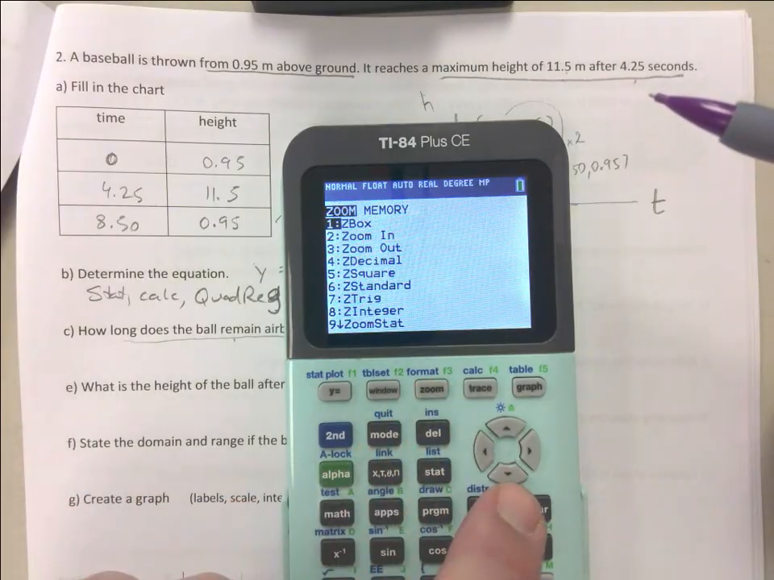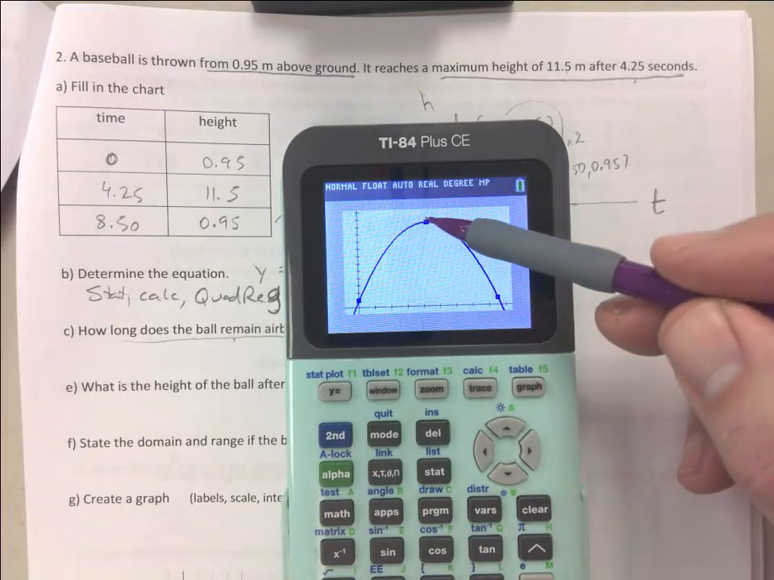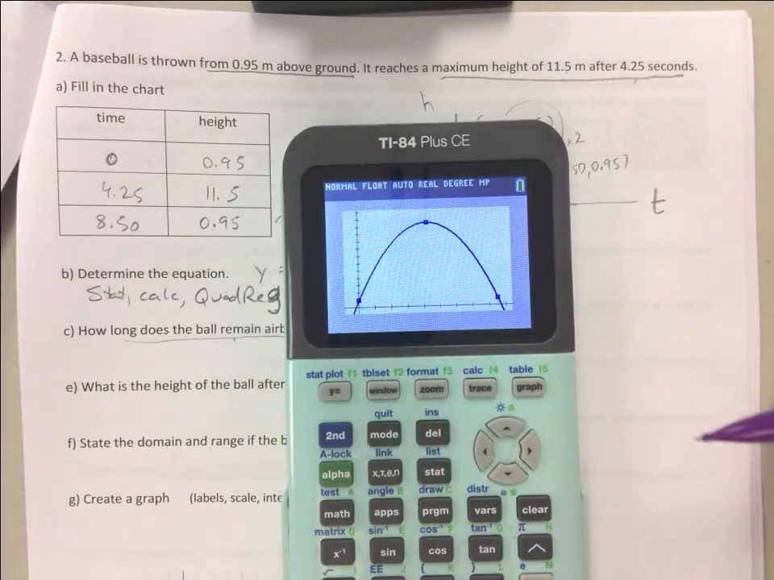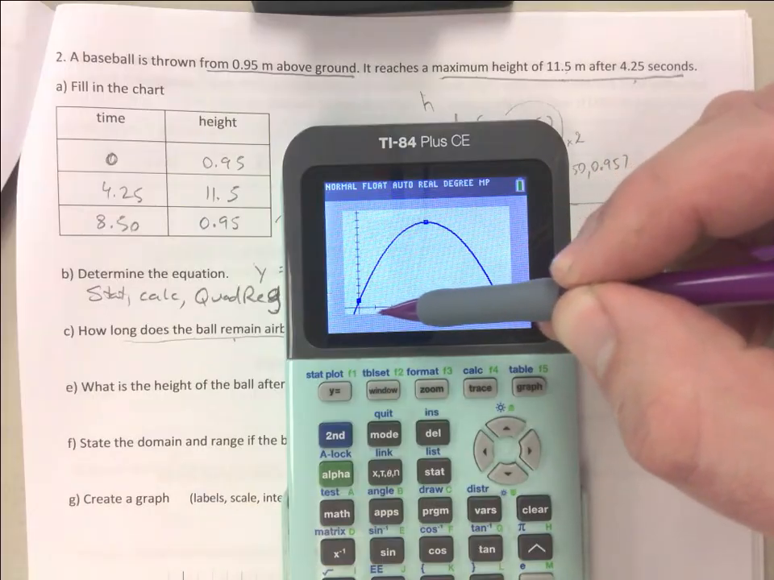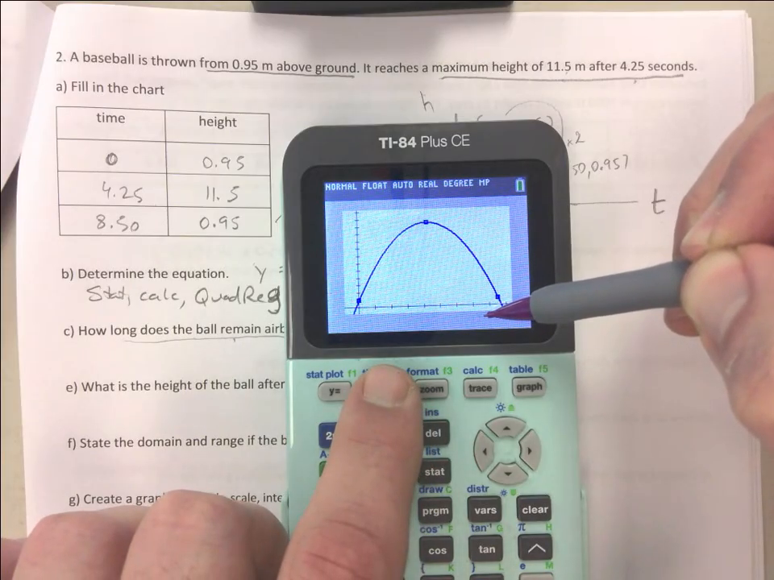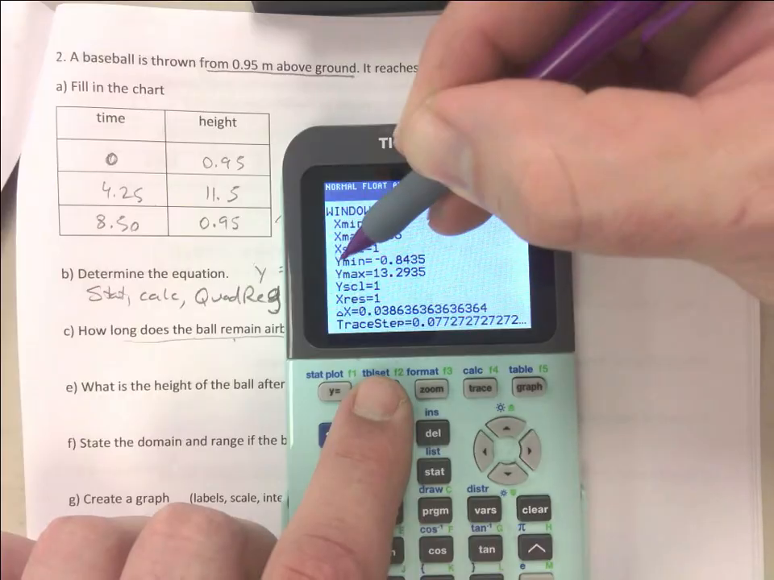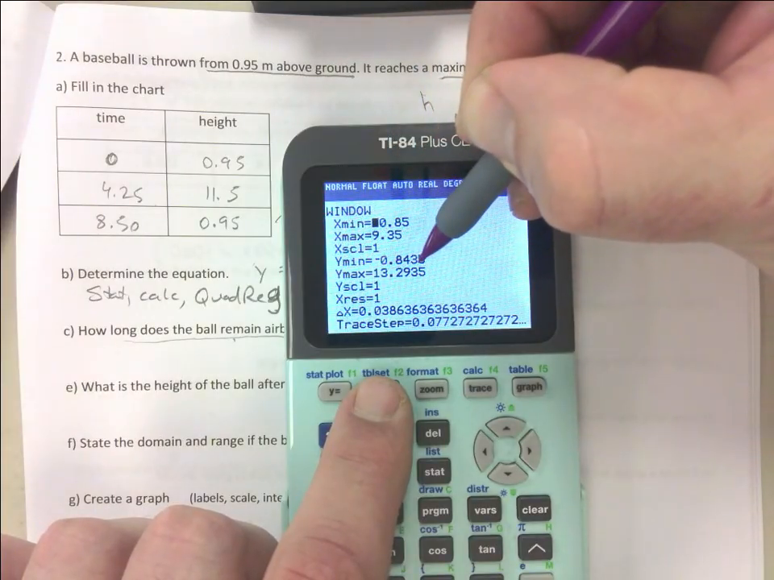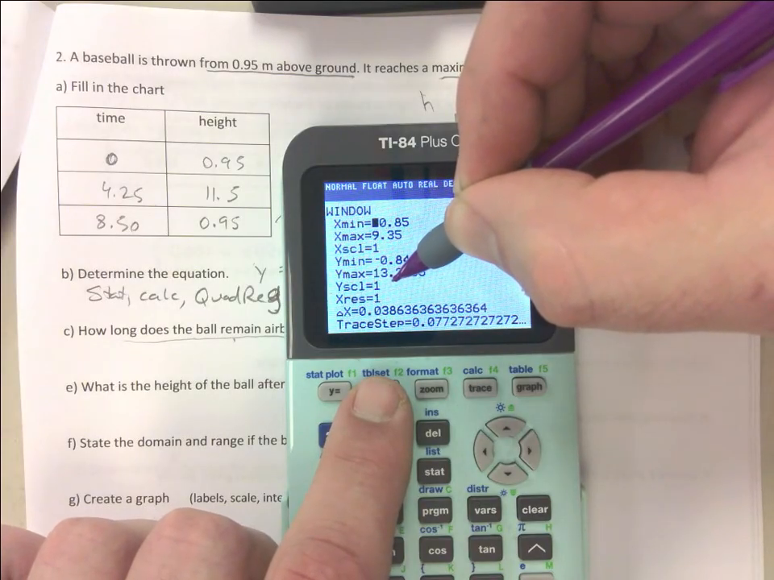I'm going to do zoom stat. Okay? And it zooms into those points. More importantly, guys, this is going to be very important later on. I do see a little bit to the left of the y-axis, and I do see a little bit below the x-axis. That is important. How do you ensure that happens? You press window. You want x-min to be something negative, and you want y-min to be negative as well. That's something that I always check for. And then I change my x max and y max if necessary.